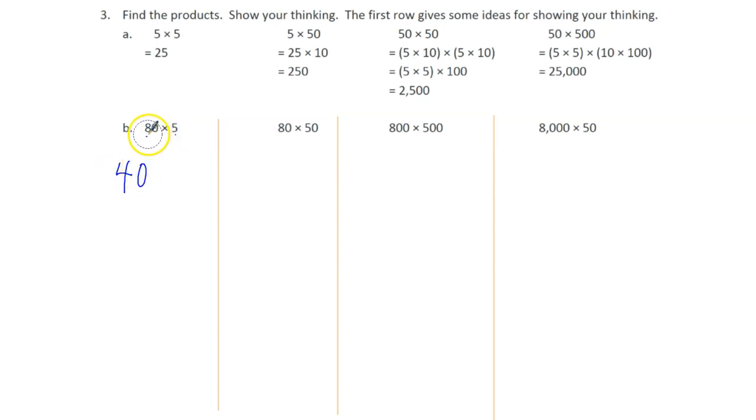So we know that 8 tens times 5 is going to be 40 tens, or 400. Right? So now we have our basic facts. We know that this is 8 tens and 5 tens. So let's write it out.